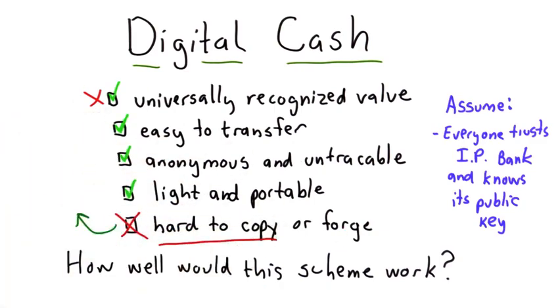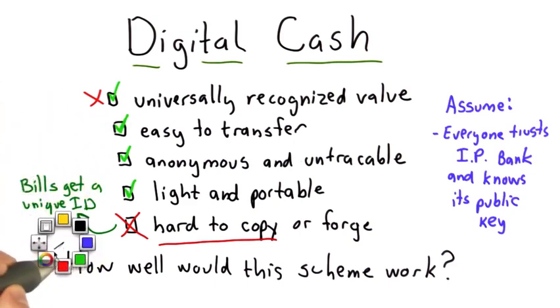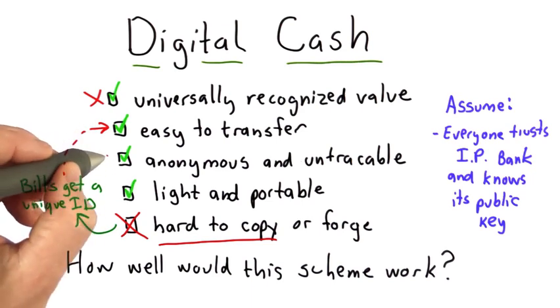So one way to solve this would be to give each bill a unique ID. And then if someone attempts to double spend a bill, the bank would check, has that bill been spent already? And if it's been spent already, the bank would alert the spender that it's not a valid bill. Well, this would also cause problems for the second possibility. It would no longer be easy to transfer if you have to check the ID with the bank every time you get a bill. It would also no longer be anonymous.